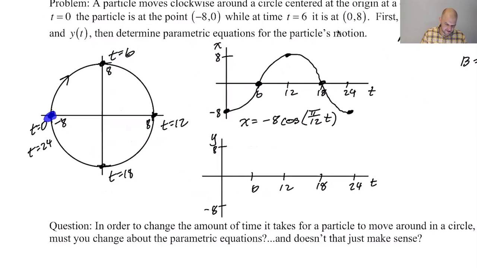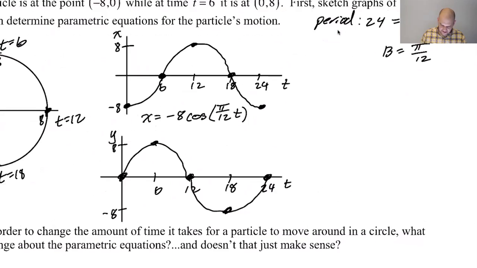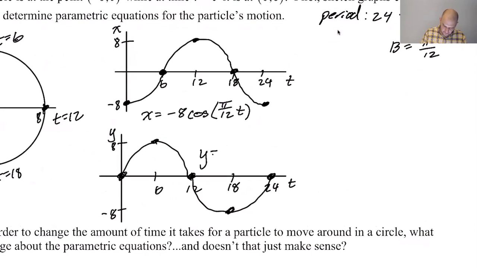So y starts at 0, goes up to 8. It gets to 8 at t equals 6. Here to here to here to here, and then we go like this. So we kind of already knew this. So b is going to be the same. So this is y equals positive 8 sine of pi over 12 t.